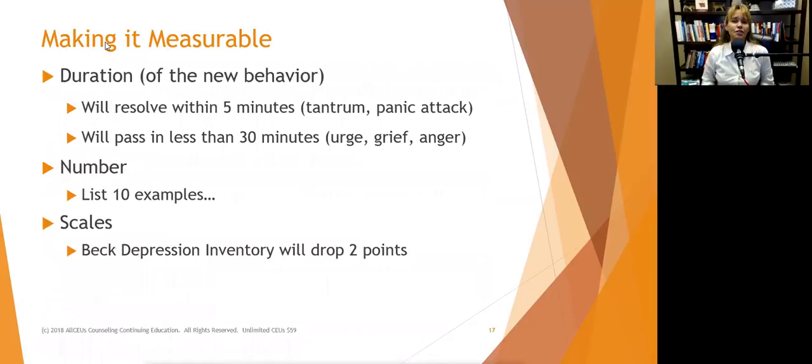The other thing you can look at, remember, frequency, intensity, or duration. For duration, if we're talking about a panic attack, it will resolve within 5 minutes or 10 minutes. A child's temper tantrum will resolve within 5 minutes. The urge to use will pass in less than 30 minutes. A grief episode will pass in less than 30 minutes. However they want to identify it.